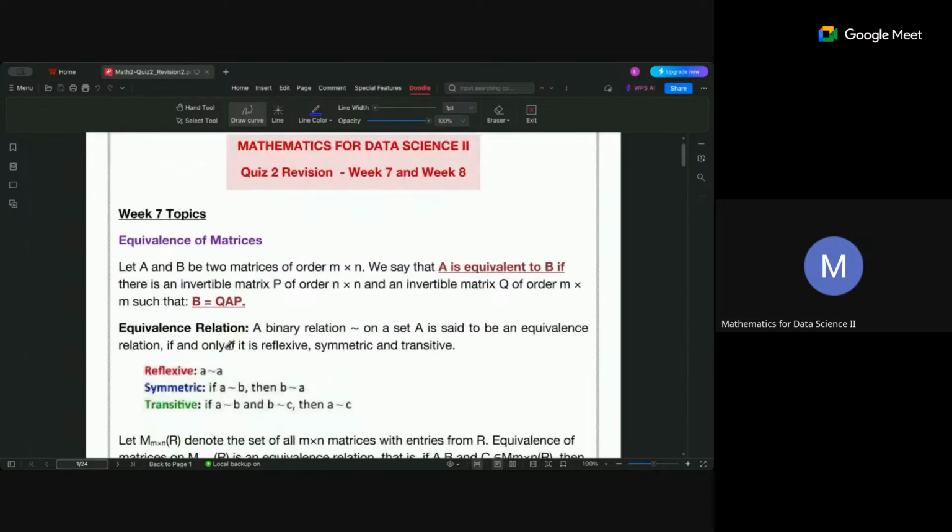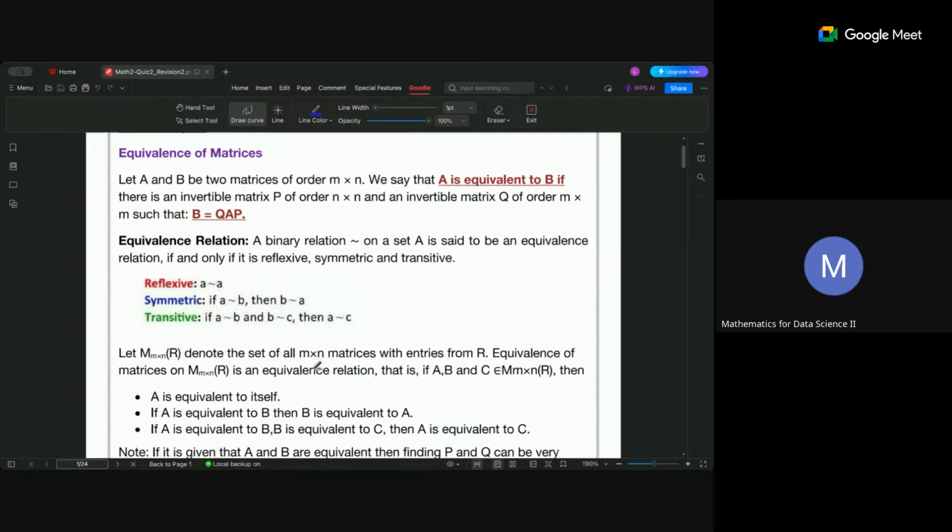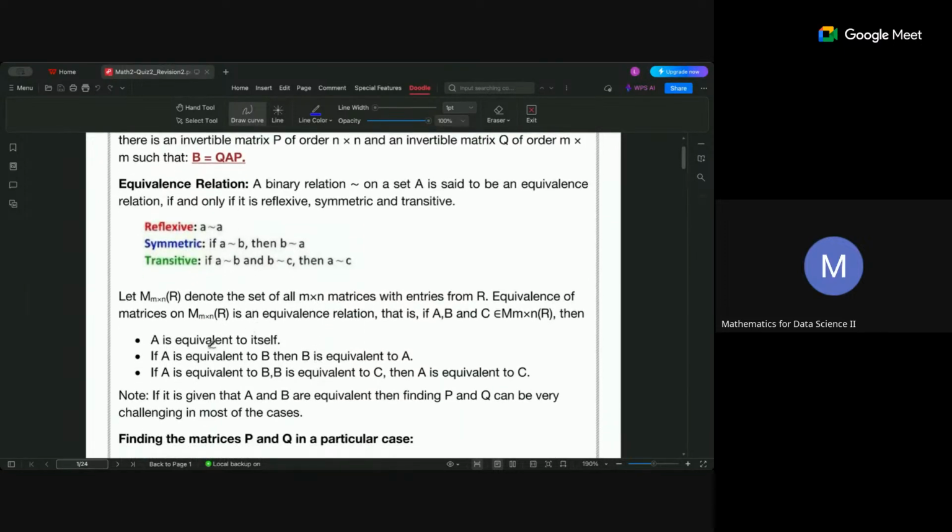So just to quickly recall, why is this called an equivalent matrix? Because it is satisfying an equivalence relation. What is that equivalence relation? The relation is reflexive, symmetric and transitive. Reflexive means it is related to itself, and symmetric means if A is related to B, then B is related to A, and if A is related to B and B is related to C, then A is related to C.